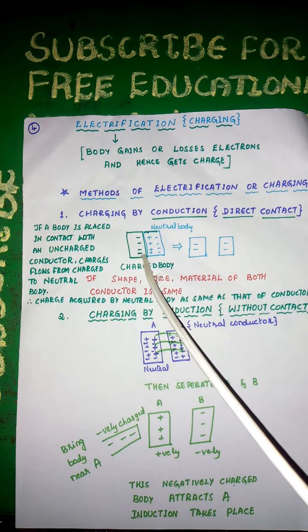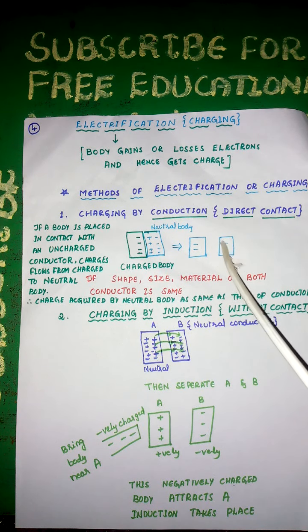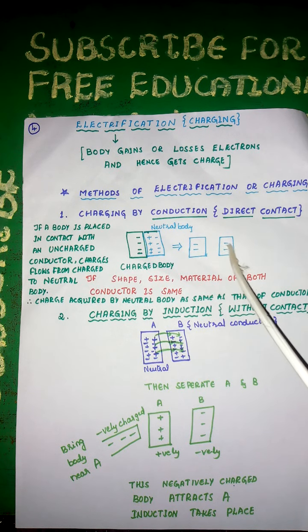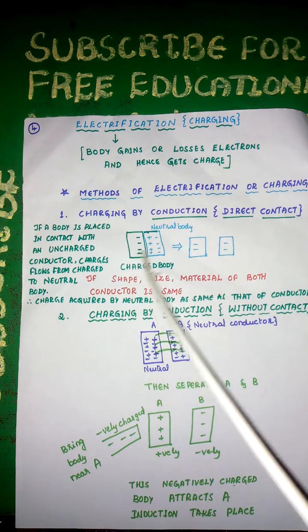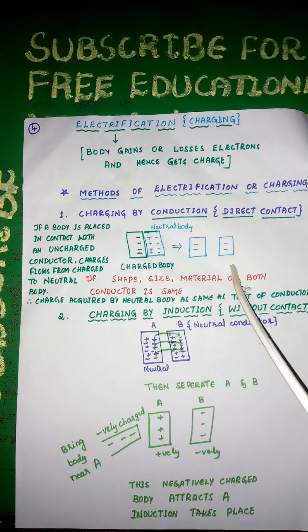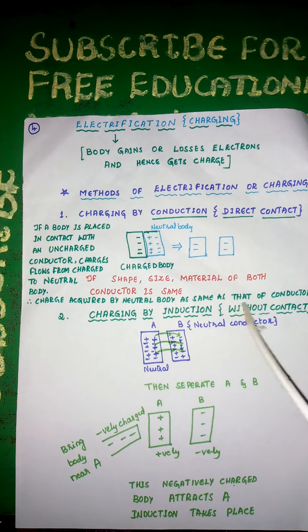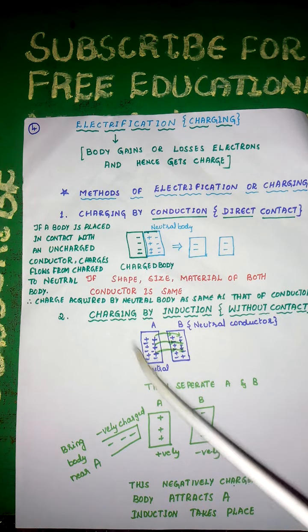Therefore, the charge acquired by the neutral body is the same as that of the conductor. See, this is a negatively charged body. Then which charges did the neutral body gain? Electrons. It gains electrons because negative charges are in excess in this. So it got negative charges only. That is the meaning of this: the charge acquired by the neutral body is the same as that of the conductor.